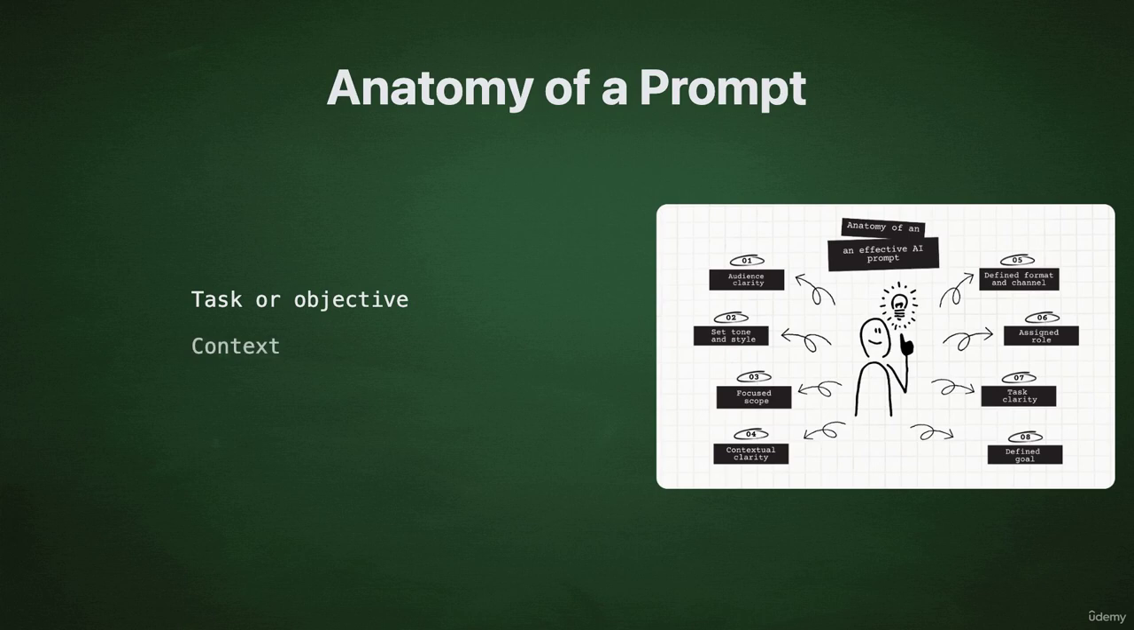2. The context. This provides additional information or background that can help the language model generate more relevant and coherent text. 3. The tone or style. This sets the desired tone, such as formal, casual, or persuasive, which can influence the language model's output. By carefully crafting these elements, you can create prompts that elicit the desired response from the language model.